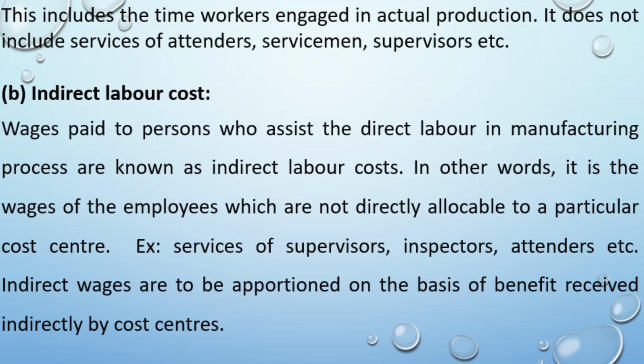Indirect labor costs are wages paid to persons who assist the direct labor in manufacturing process. In other words, it is the wages of the employees which are not directly allocable to a particular cost center. For example, services of supervisors, inspectors, attenders, etc. Indirect wages are to be apportioned on the basis of benefit received indirectly by cost centers.